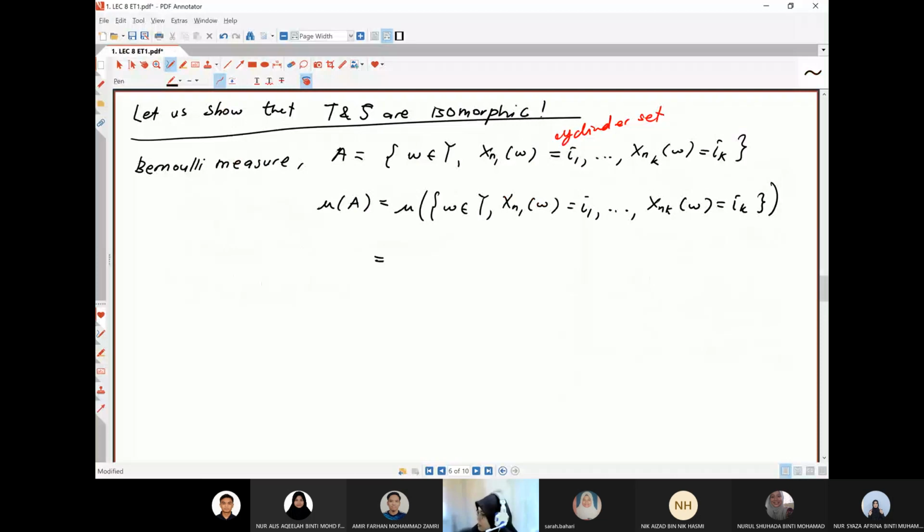Is that okay, this part? If it is not clear, you can write something on the chat. Clear, Doctor. Alright, thank you. Alright, go. So now what is the Bernoulli measure for this?